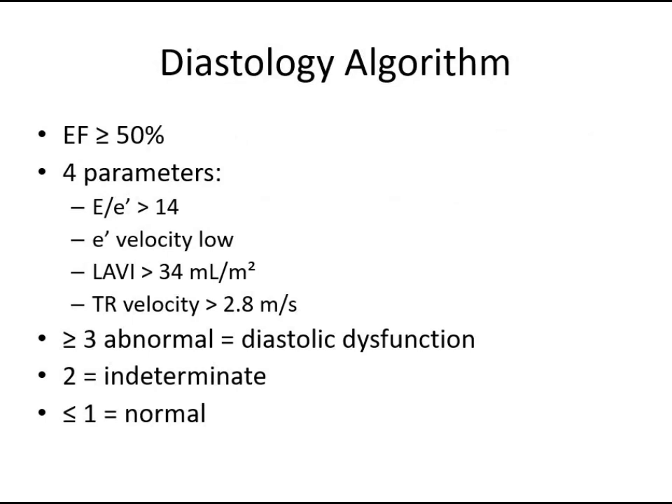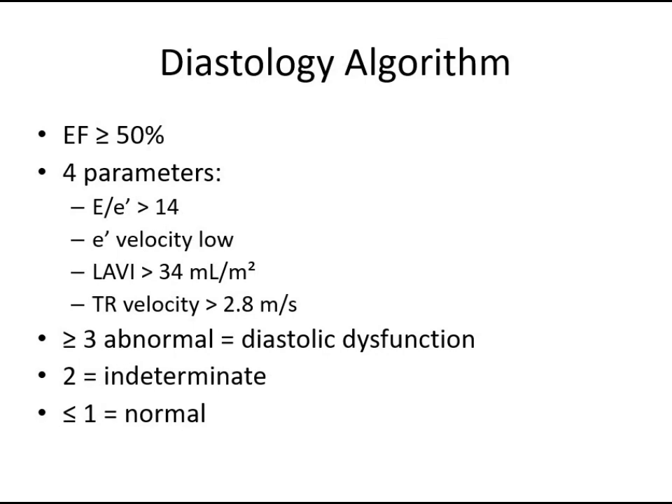Now looking at the diastology algorithm. When the EF is equal to or greater than 50%, we use 4 key parameters to help us. 1. The E/E' ratio greater than 14. 2. Low E' velocity. Remember the mnemonic 7:11. So if the septal E' velocity is less than 7, that's abnormal, or if the lateral E' velocity is less than 10, then that's abnormal. 3. LAVI greater than 34 ml per meter squared, and 4. TR velocity greater than 2.8 meters per second.